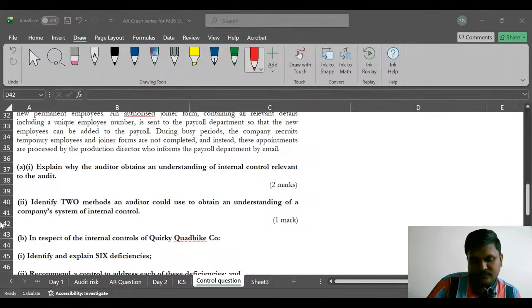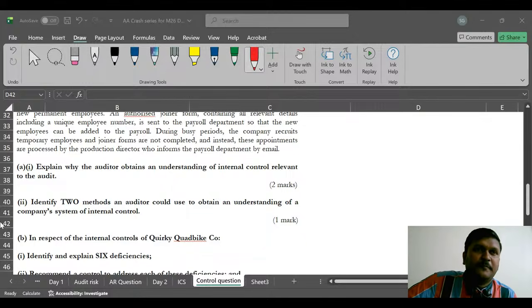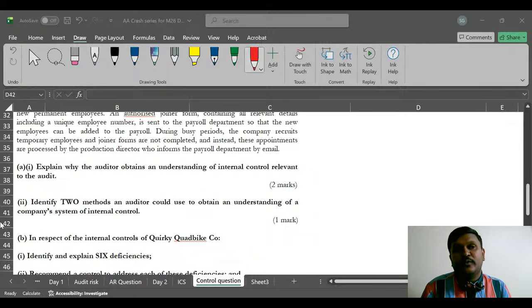Now, can anyone say why they need to have an understanding of this? Why do we need to have it? In order to plan their audit properly. If they can get an understanding of internal controls and the internal controls are relevant, they can design the nature, timing and extent of procedures by looking at whether the controls are operating effectively or not.